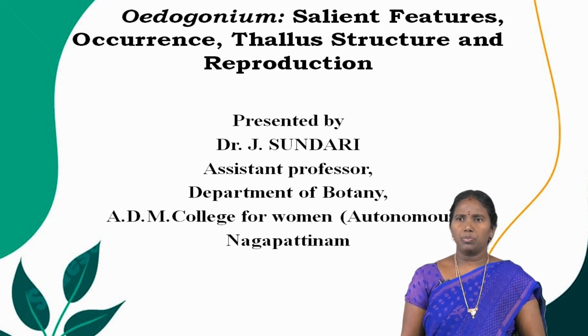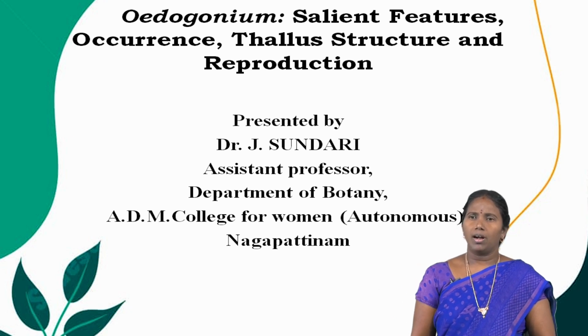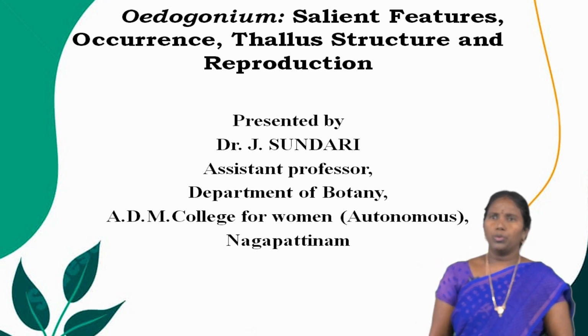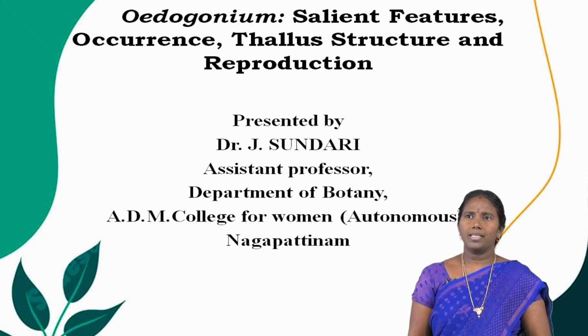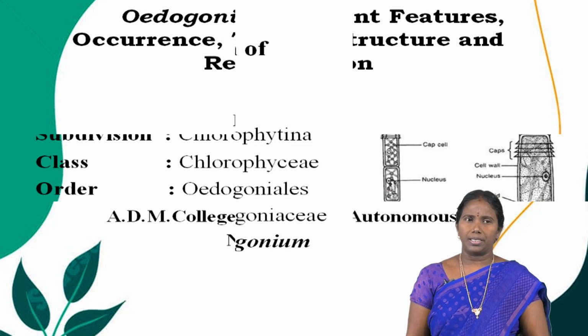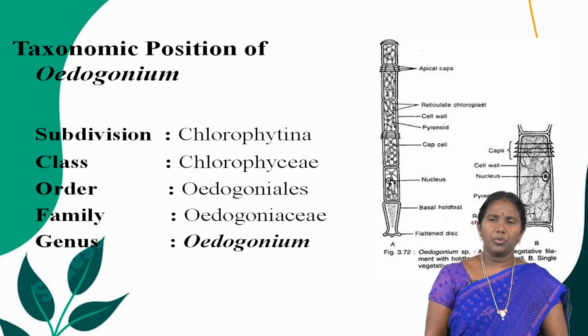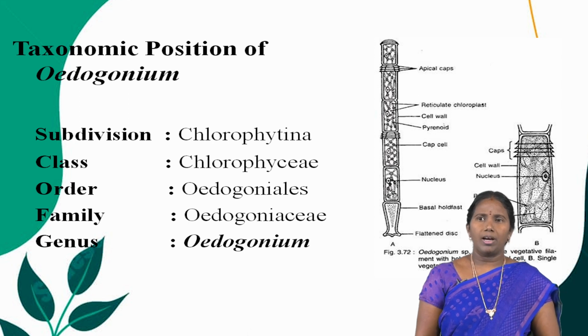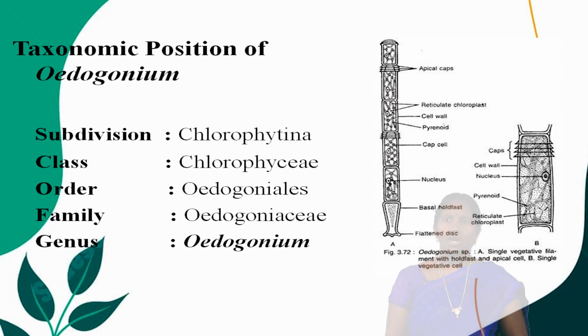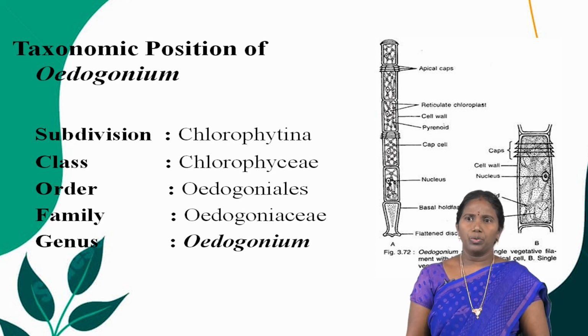Today we will discuss the green algae, on the topic Oedogonium: salient features, occurrence, thallus structure and reproduction. Taxonomic position of Oedogonium: subdivision Chlorophytina, class Chlorophyceae, order Oedogoniales, family Oedogoniaceae and genus Oedogonium.